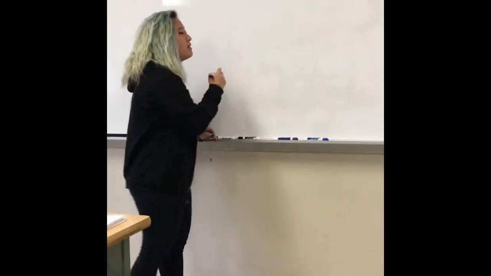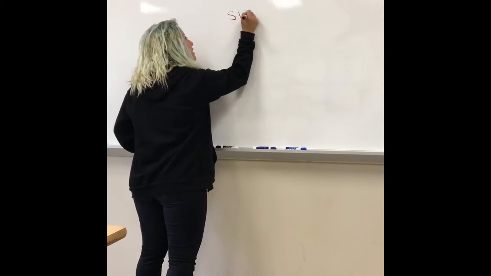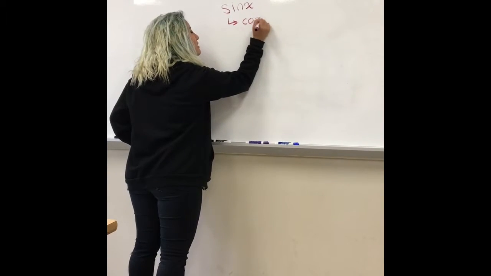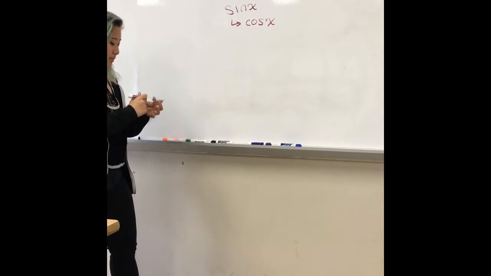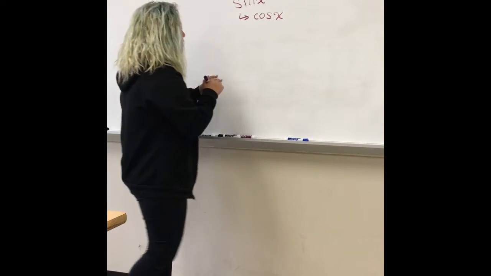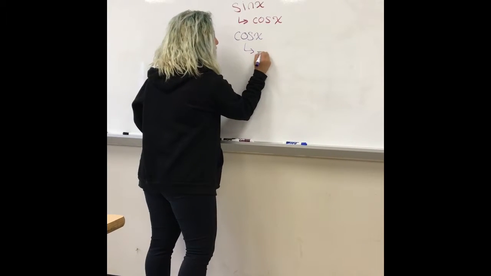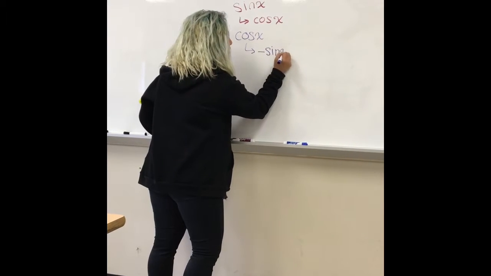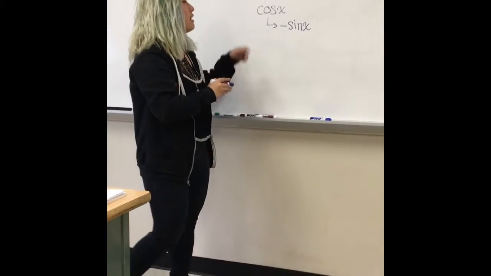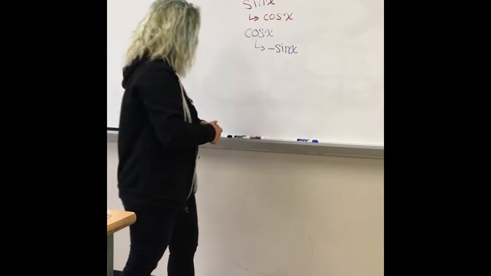Here we're going to talk about the derivatives of sine and cosine. The derivative for sine of x is cosine of x. But they're not the same, because if you look at cosine, the derivative of cosine x is negative sine. So in order to do this problem, you would have to know that sine's derivative is cosine, and cosine's derivative is negative sine.